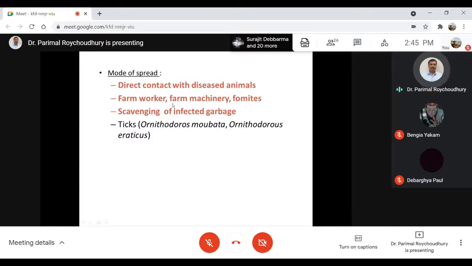Then farm workers, farm machinery, and fomites play a very, very important role. The virus is very stable. Anyone who is attending a postmortem or coming in contact with the infected animal may carry the virus on shoes and clothes. They might think that after 1 or 2 days the virus may be inactivated, but that is not the case. The virus is very stable. It may survive for a very long period, and through this process it may get transmitted to a distant place.